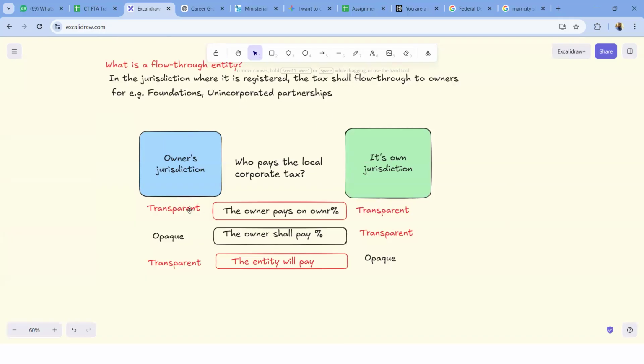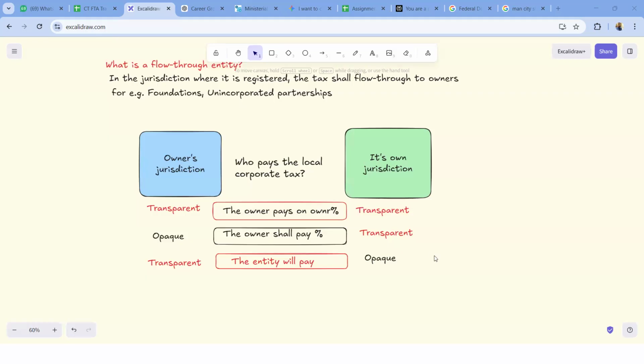If it's a flow-through entity in the owner's jurisdiction, it is a transparent entity, and in its own jurisdiction of incorporation also it is a transparent entity, then the owner will pay, obviously. In the owner's jurisdiction, this is opaque, but in its own jurisdiction, it is transparent. Still, the owner will pay, right? Because it is transparent, it's not paying its own corporate taxes, the owner is paying. Now, if it is transparent in the owner's jurisdiction, but opaque in its own jurisdiction, then who's paying? The entity will pay, right?